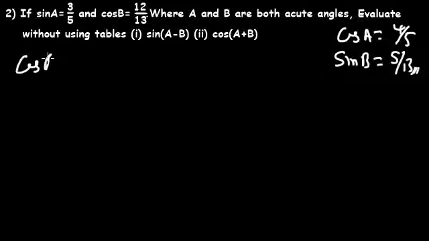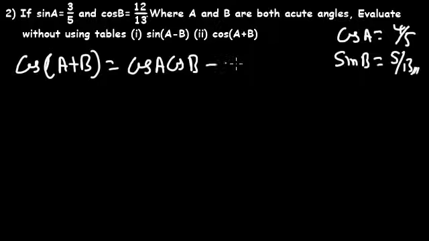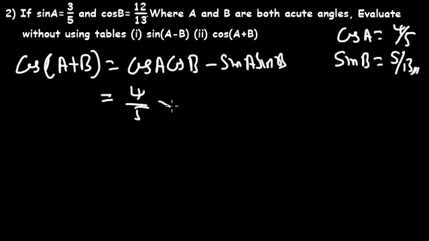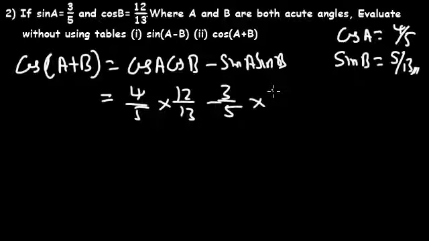Cosine A plus B. So the cosine of A plus B would be equal to the cosine of A, cosine of B, minus the sine of A, the sine of B. So we have everything already. The cosine of A, we have that to be 4/5 times the cosine of B is given as 12/13. The minus the sine of A, we have that to be what? 3/5. And the sine of B, we got that to be 5/13.